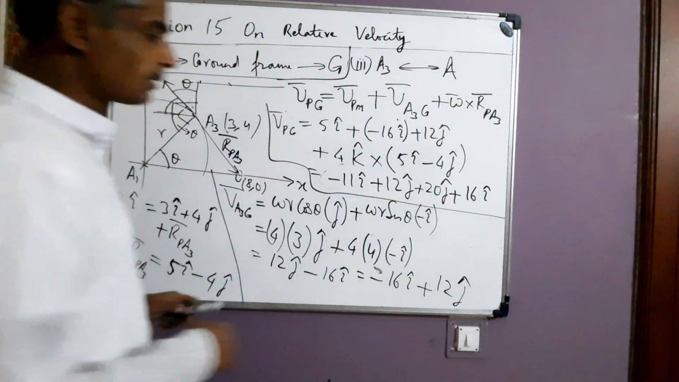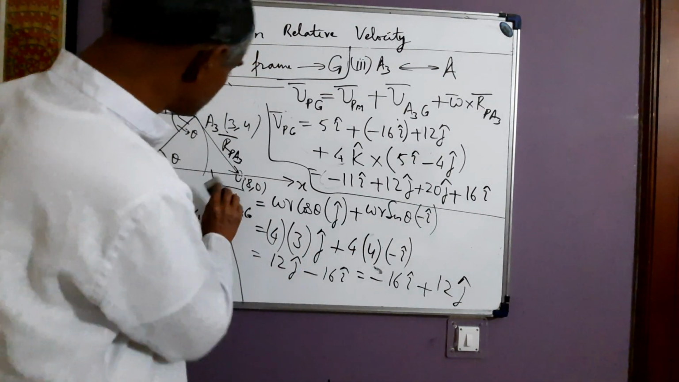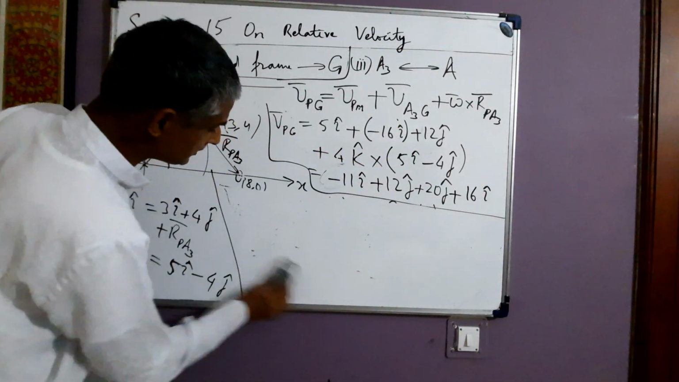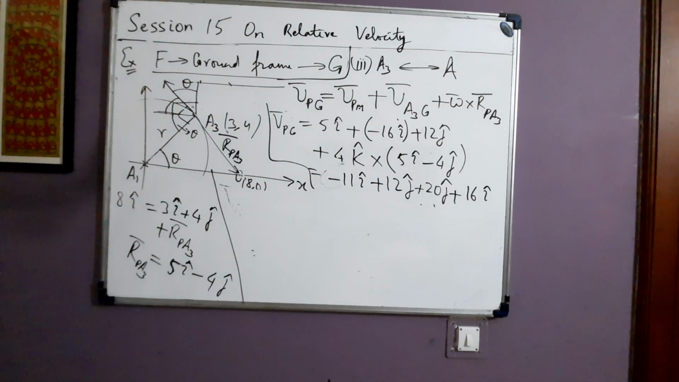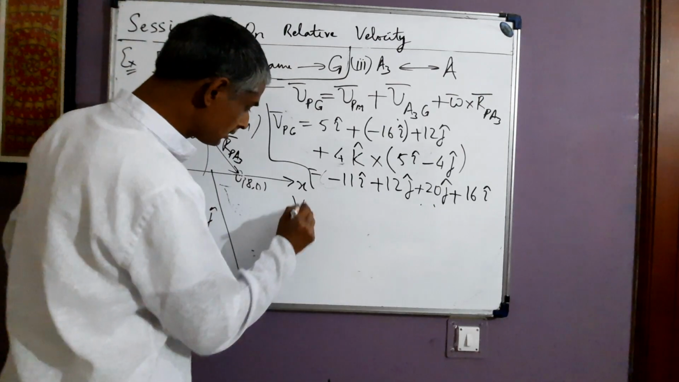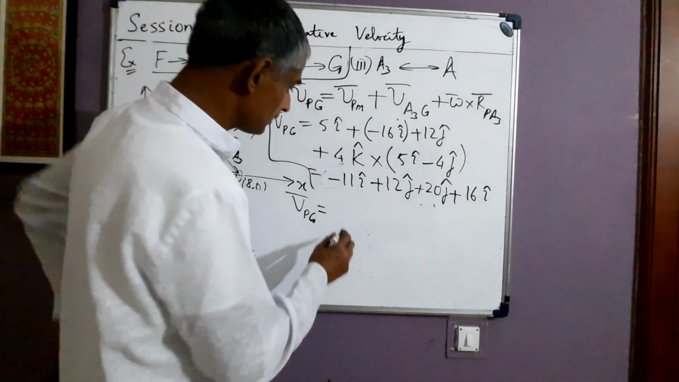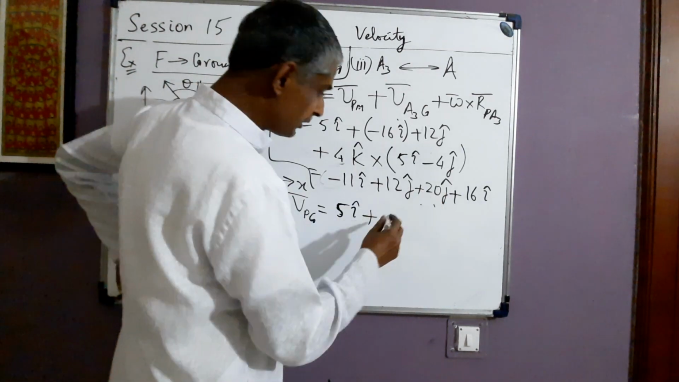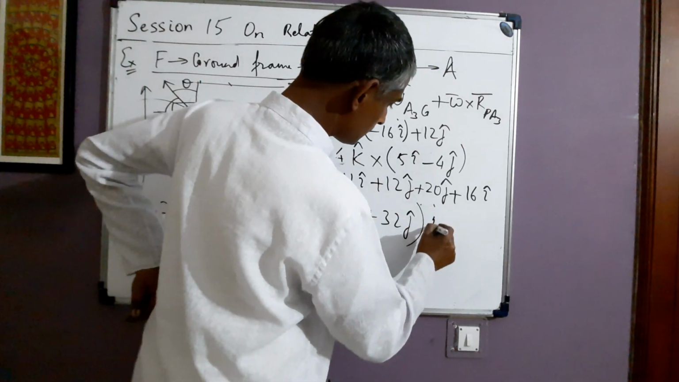Okay. So this will come out to be how much? This again we get the same result. So VPG is minus 11i plus 16i, that is just 5i, and 12 plus 20, 32j. So we get the same result again.